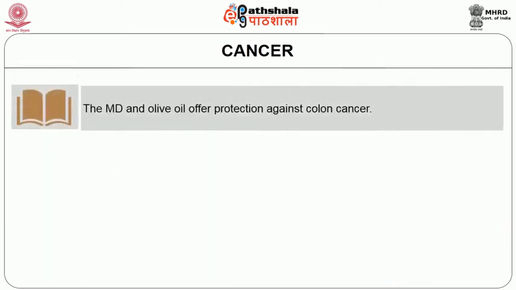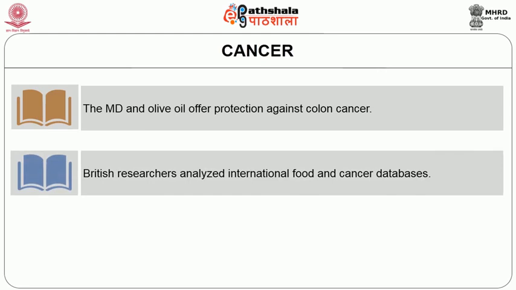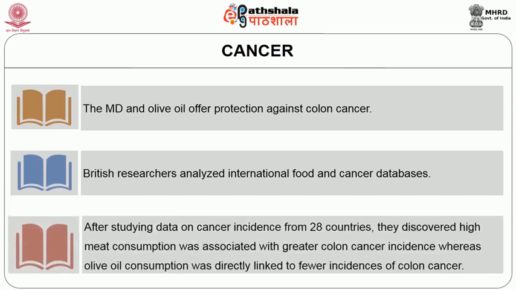The Mediterranean diet and olive oil offer protection against colon cancer. British researchers analyzed international food and cancer databases. After studying data on cancer incidence from 28 countries, they discovered high meat consumption was associated with greater colon cancer incidence, whereas olive oil consumption was directly linked to fewer incidences of colon cancer.